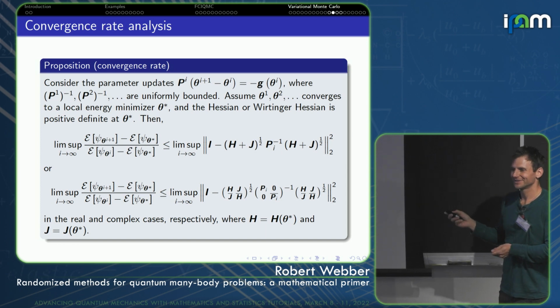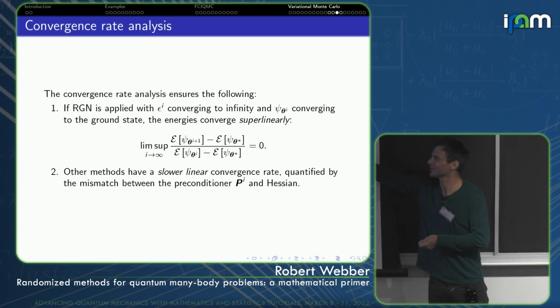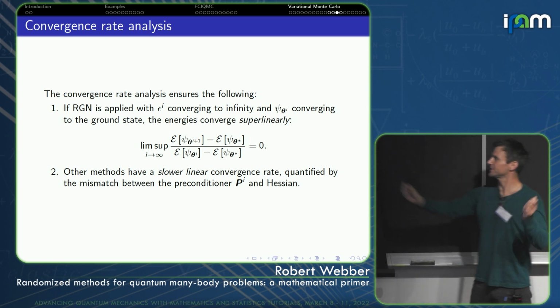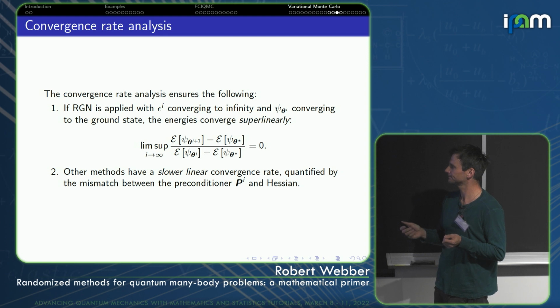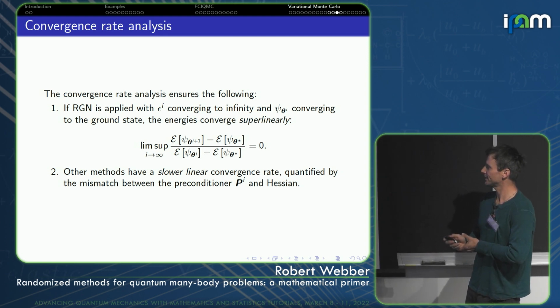Here's a long theorem. The takeaways of the theorem are: if RGN gets applied with the step sizes getting bigger and bigger so you can take bigger steps, and the wave functions converging to the true ground state, energies converge superlinearly. Other methods converge a little more slowly, and it's quantified by the mismatch between the preconditioner and the Hessian.